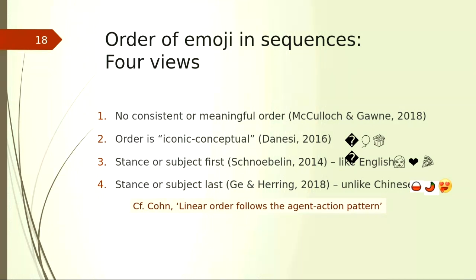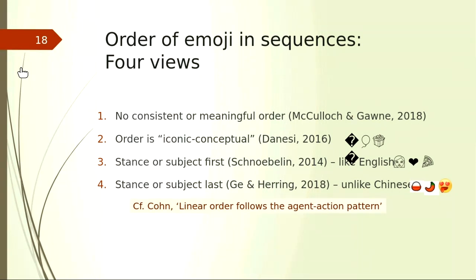The second view put forward by Danesi is that the order is what he calls iconic conceptual. That is to say that all of the emoji together represent a single concept. And so the missing one here was supposed to be a champagne glass or a party popper, I don't remember which. Anyway, it's indicating a birthday greeting. The idea being that the order of the elements could be switched up and it would still mean the same thing.